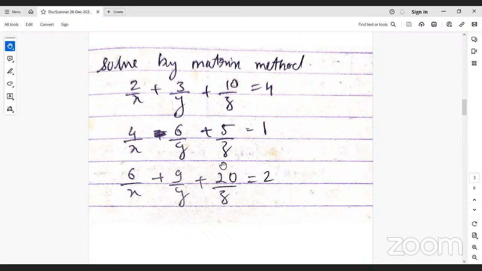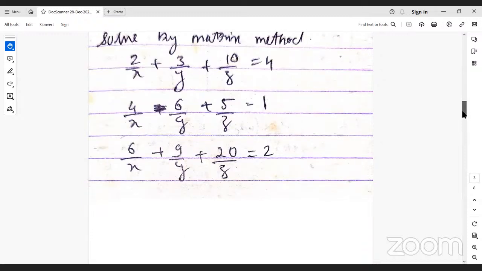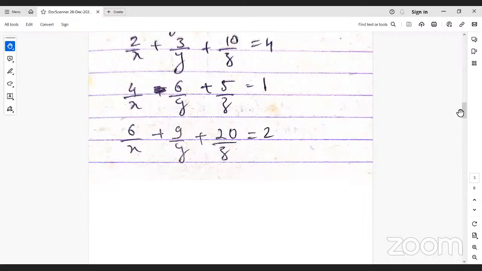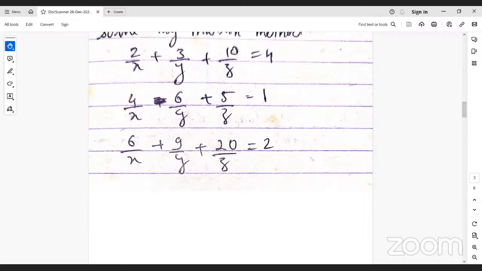So when the variables are present in the denominator, what do we need to do? Here one extra step we need to do. The rest of the procedure is the same. I'm giving you this example for homework, but how to simplify the first step is very important, so we will be discussing that. Solve using the matrix method. Three equations are given to us. Very important example.